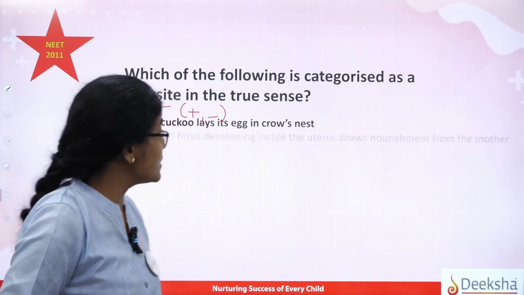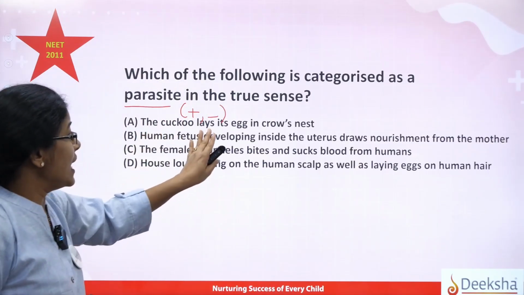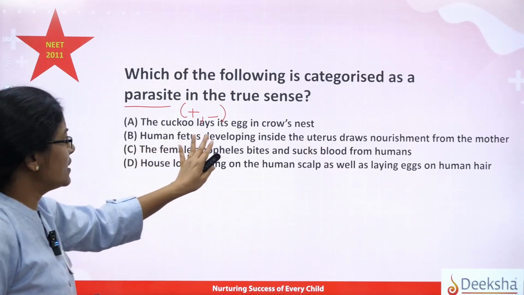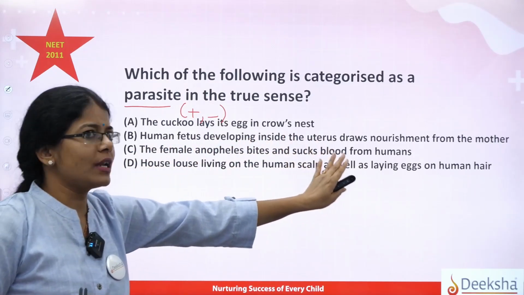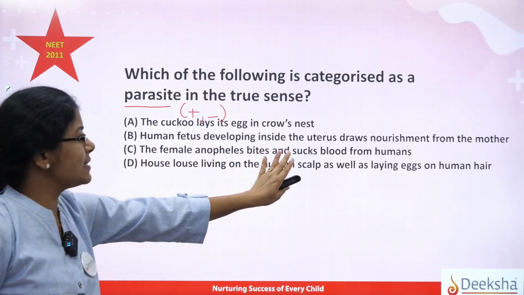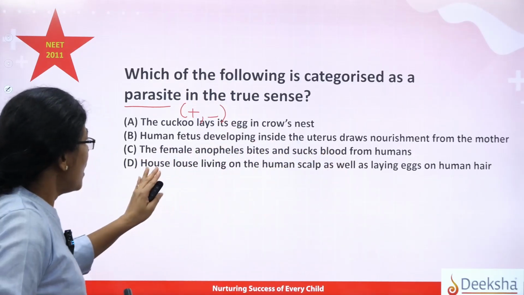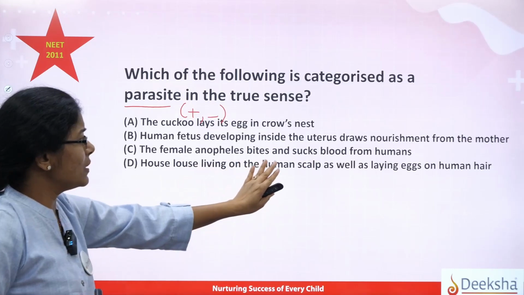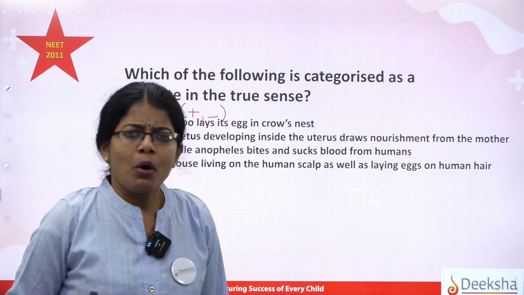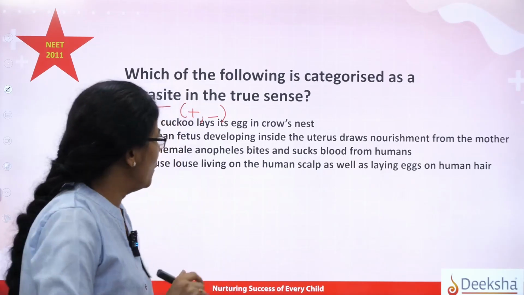So look at the options here now. The cuckoo lays its egg in crow's nest. Human fetus developing inside the uterus draws nourishment from the mother. Female Anopheles mosquito bites and sucks blood from humans. Head louse, living on the human scalp as well as laying eggs on human hair. Okay, so this is something you can make out.